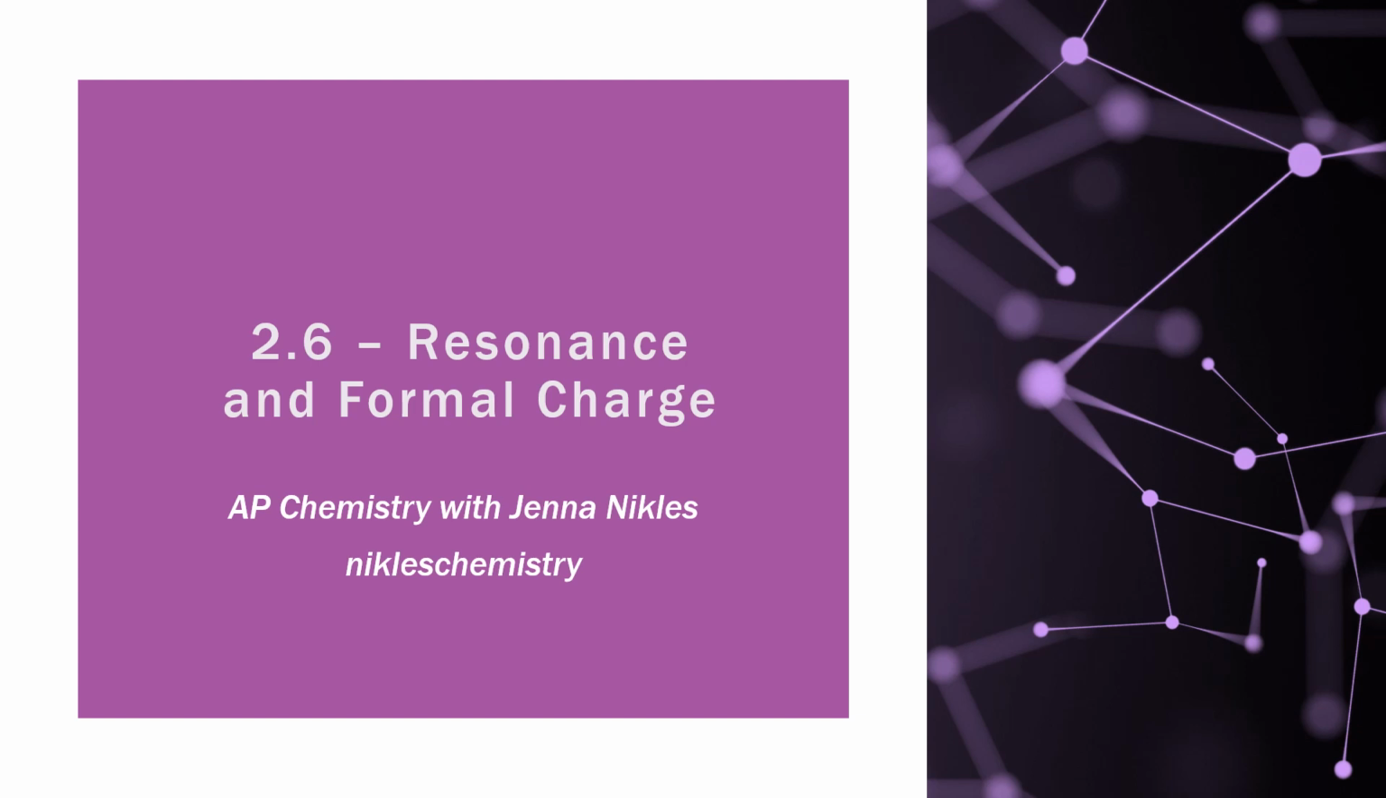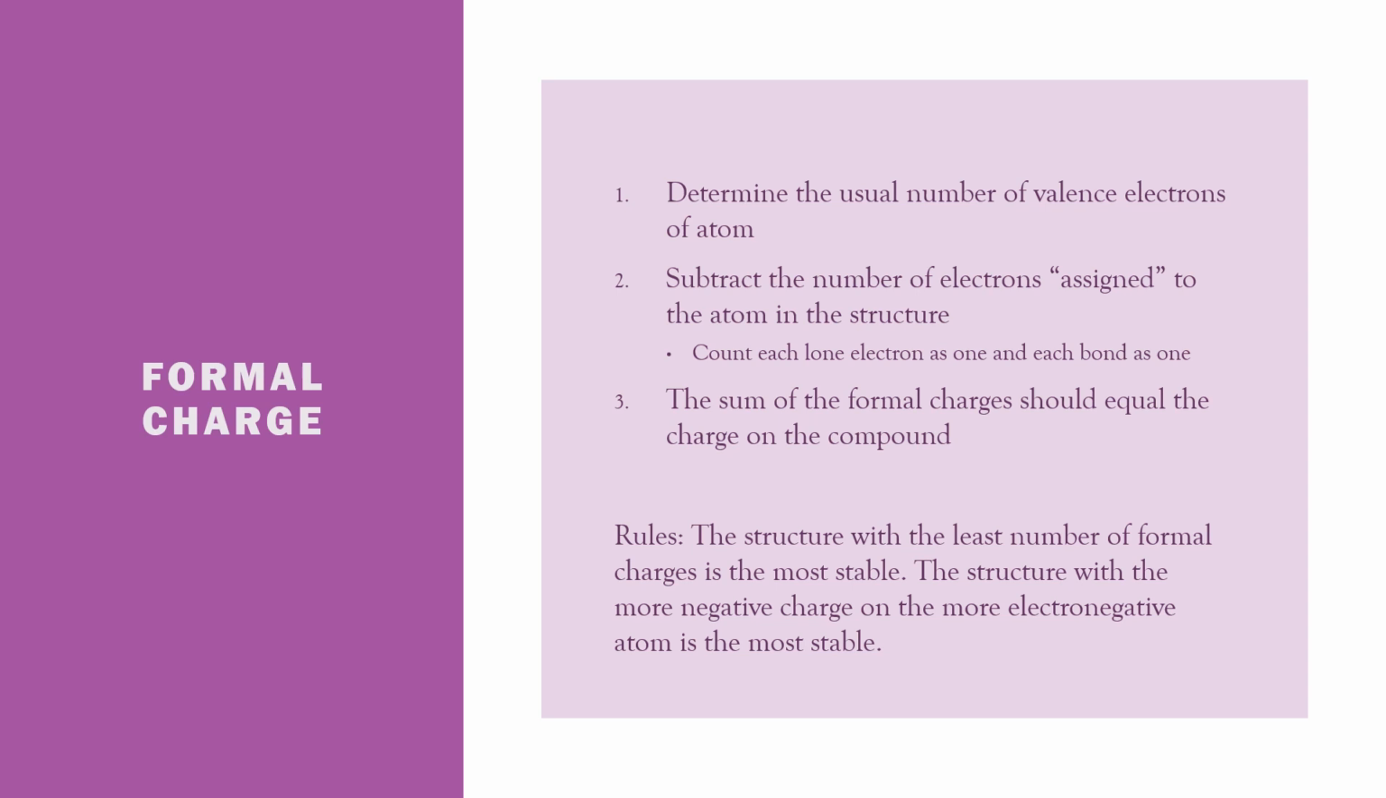Hello, today we're going to talk about resonance and formal charge. So formal charge is a way that we can decide which of a couple possible structures is more stable. The structure with the least number of formal charges tends to be the most stable. So if you have a lot of zero formal charges, that's good. And if you have more numbers or different numbers, they tend to be less stable structures.